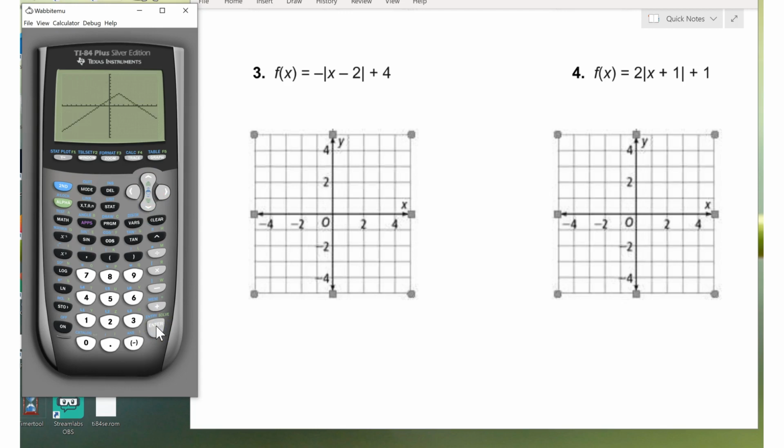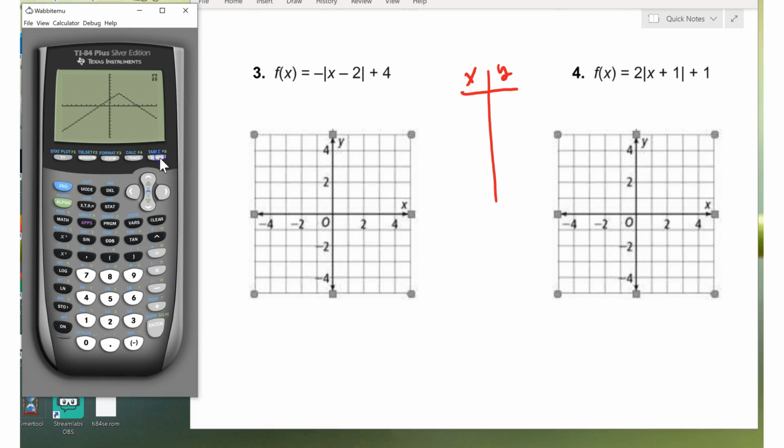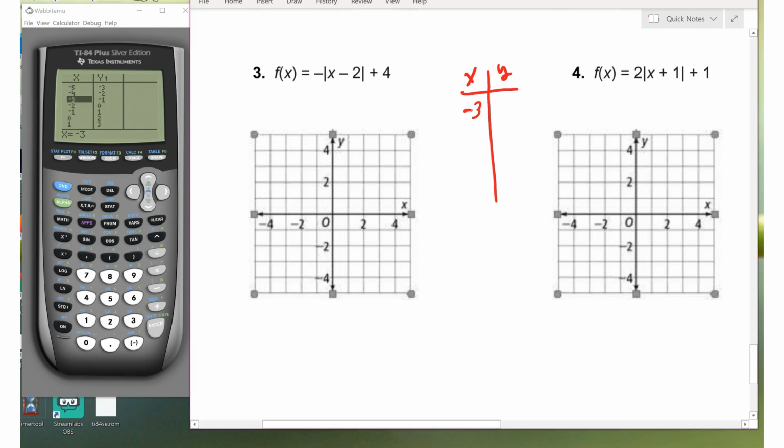Okay, so I'm going to make my table here. It appears we can start at 0, so I'll start at negative 3. When x equals negative 3, y is negative 1. When x is negative 2, it's 0. When x is negative 1, it's 1. When x is 0, it's 2.